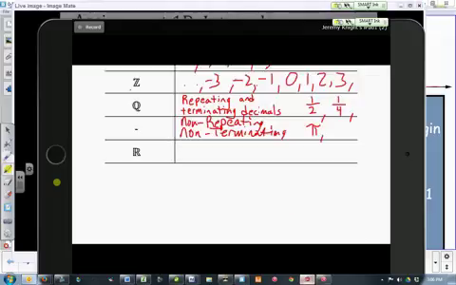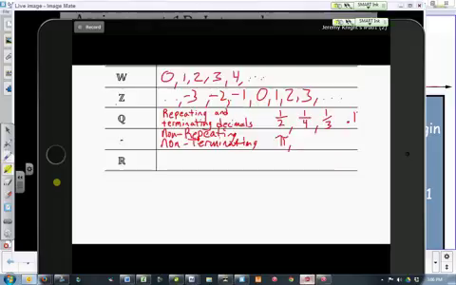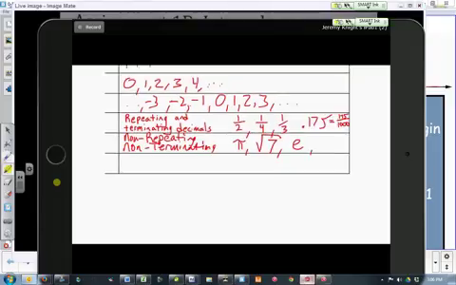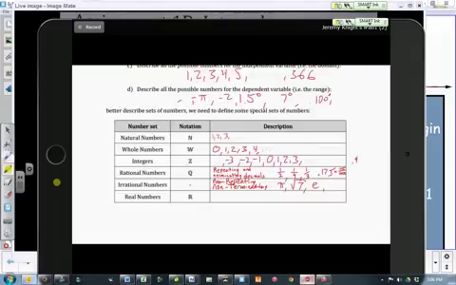Like pi. What's another irrational number? Square root of 7, square root of 2, square root of 5. They're all irrational. There's one more famous irrational number: e. We'll talk about the number e. It's like pi.